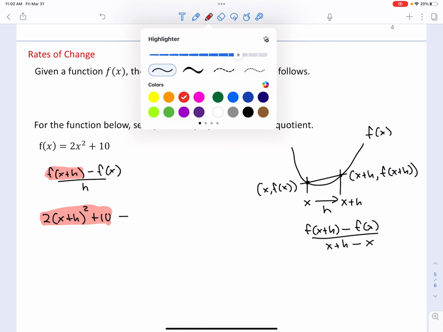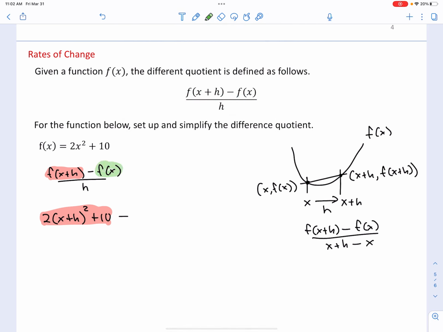Now f of x, let me put that in green. F of x is just the rule exactly as you see it. So this rule here is f of x, and we're going to subtract this rule from the red portion. So subtract, and then we write the function rule again. So 2x squared plus 10. This is f of x. But make sure you put it in parentheses because it's being subtracted, and that negative will need to distribute. And this is all over h. So this part right here is just f of x.